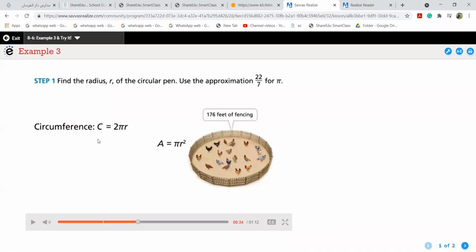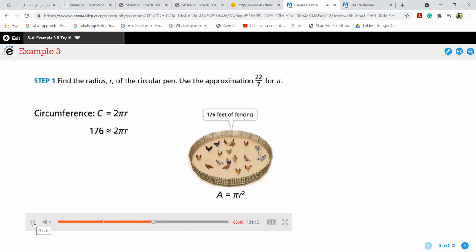They have given you C equals 176. Instead of C, I just write 176. For the circular pen, substitute 176 for C in the circumference formula. 2 I copy, pi I copy, and r I copy. Now I want to know r. When I want to know r, this 2 pi goes down. 176 over 2 pi. And then you can find out the r first. When you find out r, you can easily do the area of a circle. What is the formula for the area of a circle? Pi r square. That is the later step.